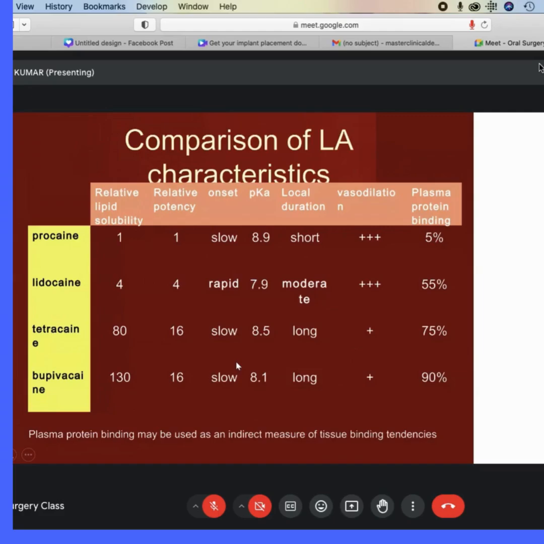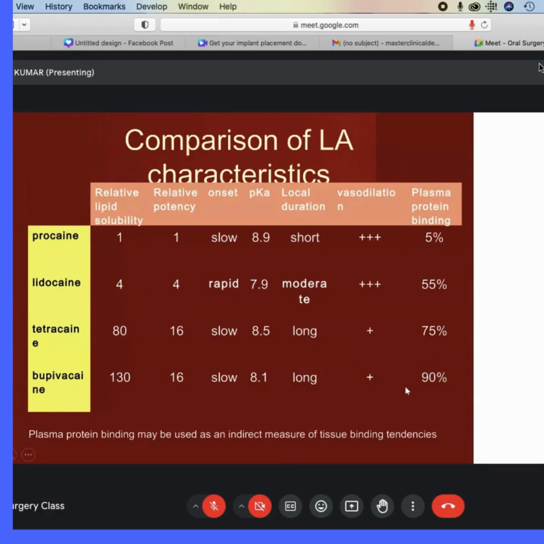So basically, protein binding may be used as an indirect measure of tissue binding tendency. That means how much it is available for the area around this protein. If you can see prilocaine, this is only 5% plasma bound, which means the rest 95% is tissue bound. For lignocaine it is 55, tetracaine is 75, bupivacaine 90% with the plasma, and only 10% with the tissue.